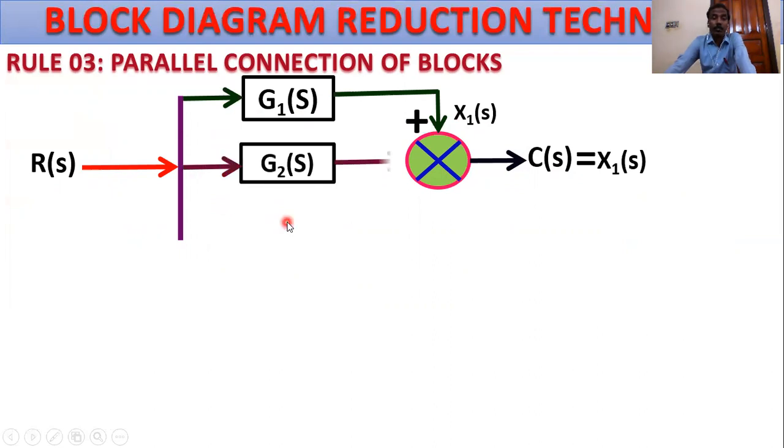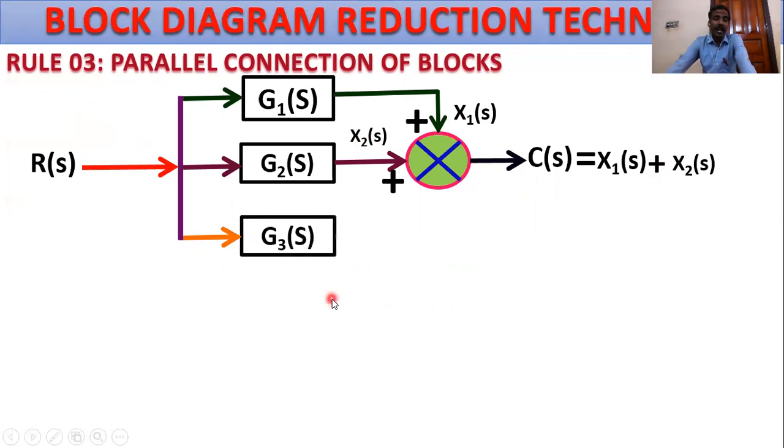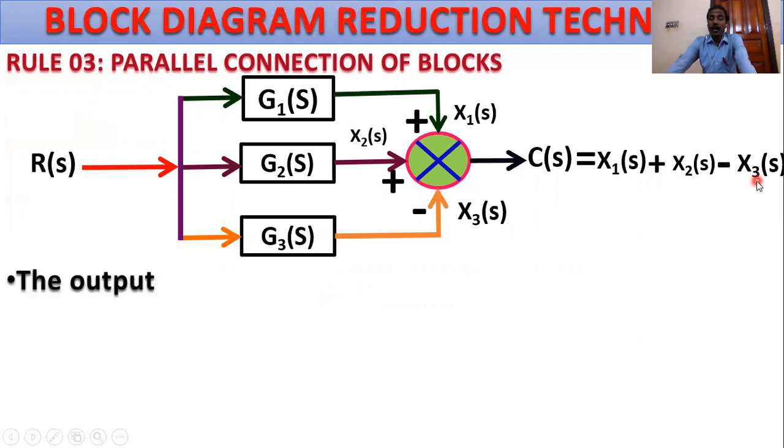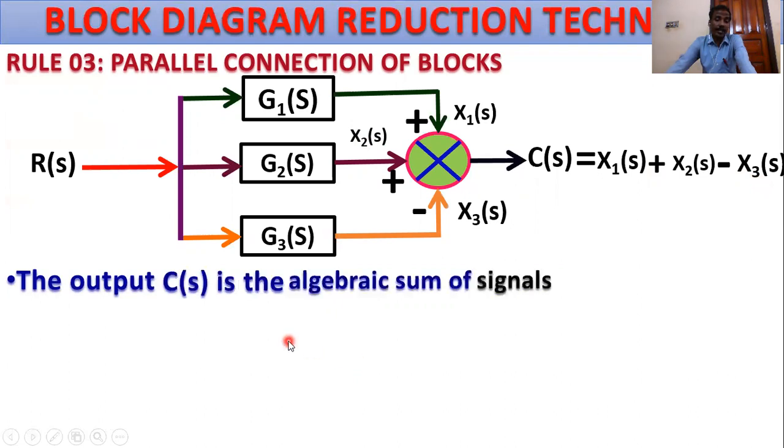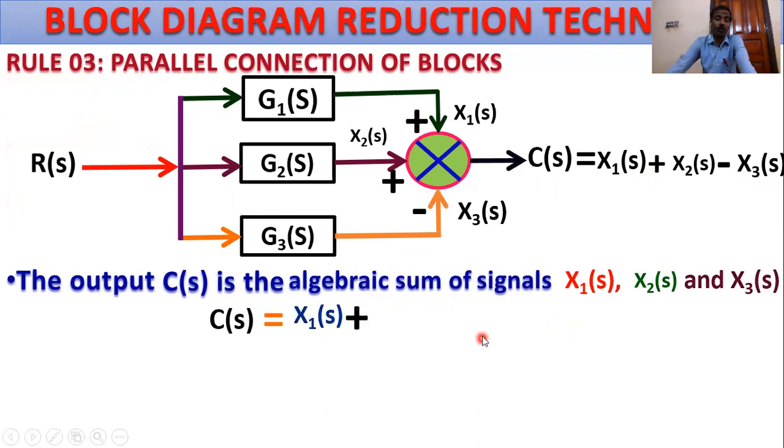Second block G2(s) is also connected by positive, and this signal gain equals X2(s). So add X2(s). The third block is G3(s), and this is X3(s), and this is a minus connection, so here minus X3(s). The output C(s) is the algebraic sum of signals X1(s), X2(s), and X3(s). So C(s) equals X1(s) plus X2(s) minus X3(s).